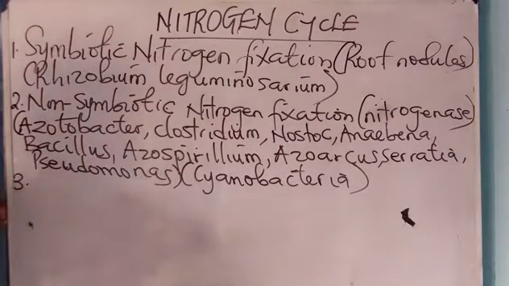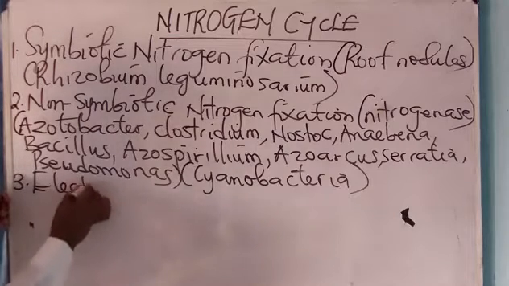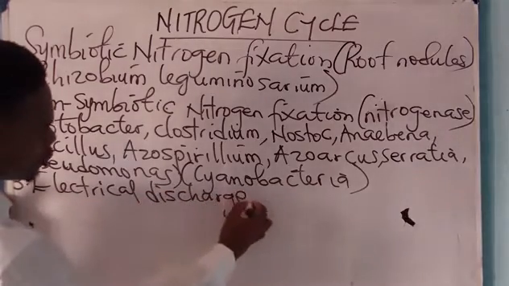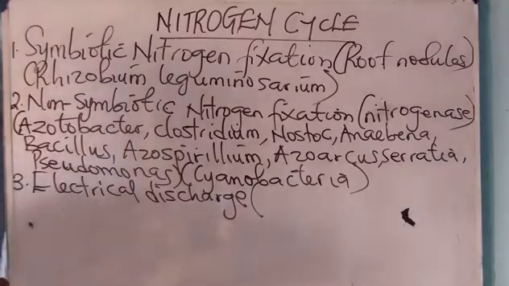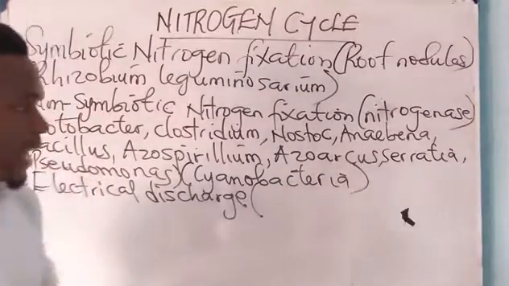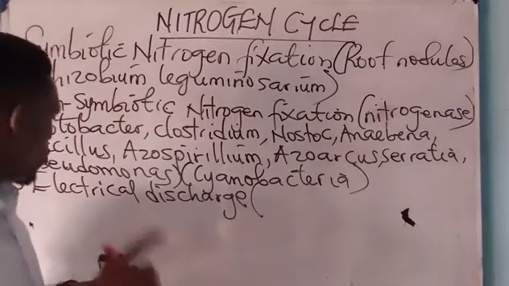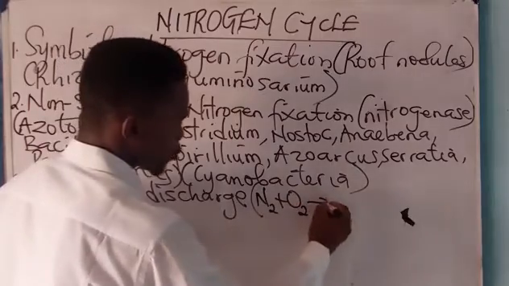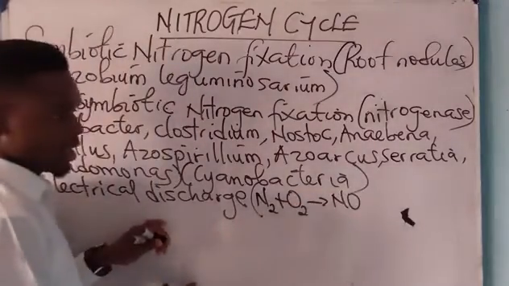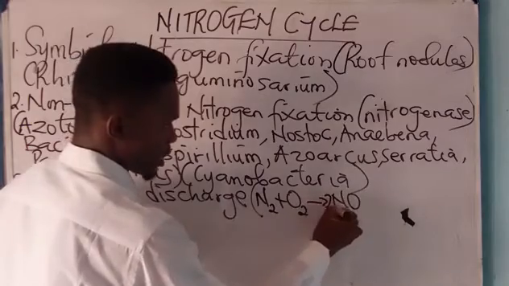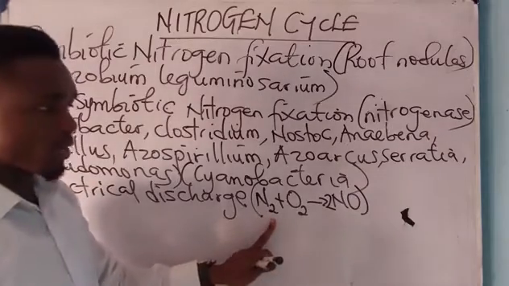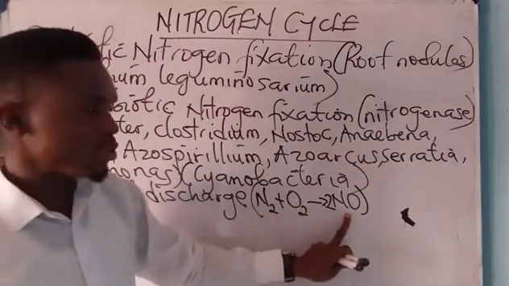Number three, we have what is called electrical discharge. Electrical what? Discharge. All right, during lightning or thunderstorm, what happens? Atmospheric nitrogen will react with oxygen to produce what? Nitrogen 2 oxide. I'll balance the equation by just adding 2 here to produce what? Nitrogen 2 oxide. I said atmospheric nitrogen will react with what? Oxygen to produce what? Nitrogen 2 oxide.